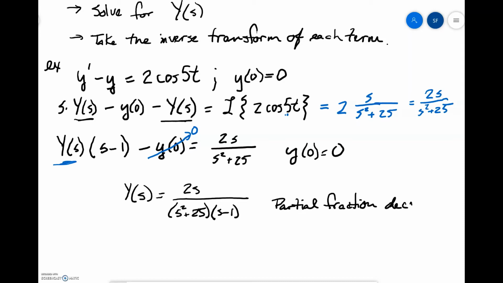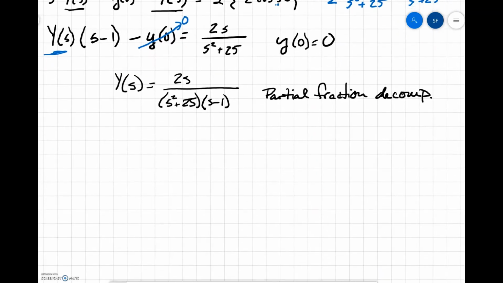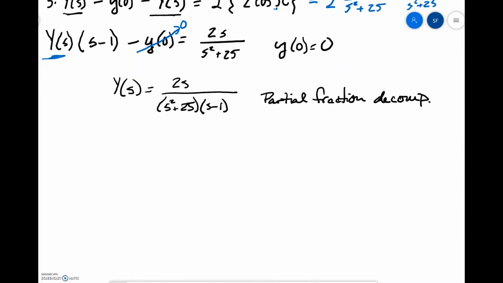Fraction decomp. Okay, so if we remember how to do that from Calc 2, it says that I can create this into two fractions. One fraction is going to have the denominator of s squared plus 25, and then the other fraction is going to have the denominator of s minus 1.